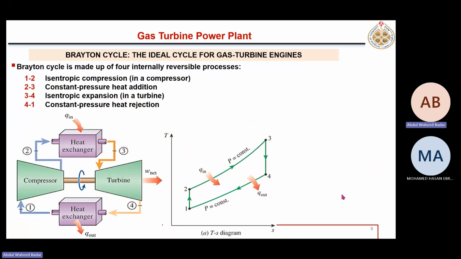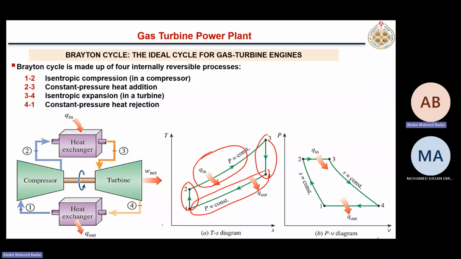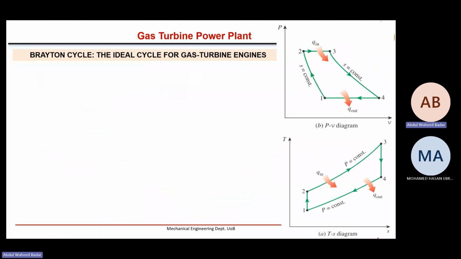So the four processes are now easy. You know the names, you can name them: ideal isentropic compression, isobaric heat addition, isentropic expansion, isobaric heat rejection. Same on PV diagram. Now let's derive its efficiency equation.